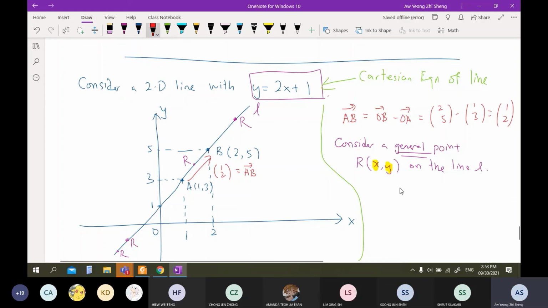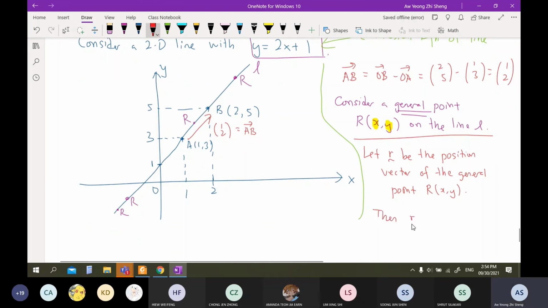We introduce a notation. Let r be the position vector of the general point R(x, y). Then r is actually the vector from O to R. Okay, we have 3 more minutes, so I'll just tell you a very quick idea first.